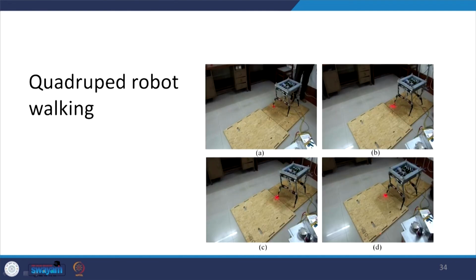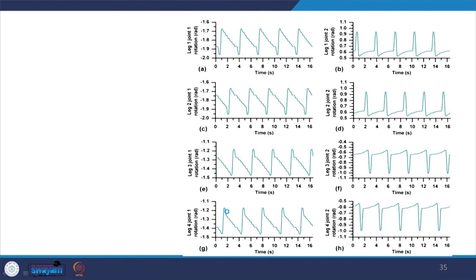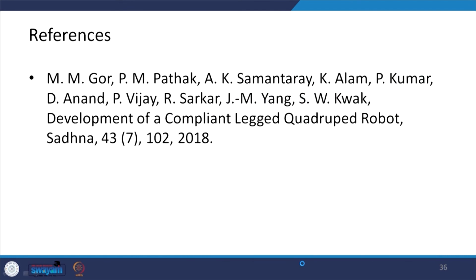So, here is the quadruped robot in the walking position. Basically, we put an indicator over the leg to just show the walking motion, and here were the plots: leg 1 joint 1, leg 1 joint 2, similarly leg 2 joint 1, leg 2 joint 2, leg 3 joint 1, leg 3 joint 2, leg 4 joint 1 and leg 4 joint 2. So, these were the plots of the leg joints.